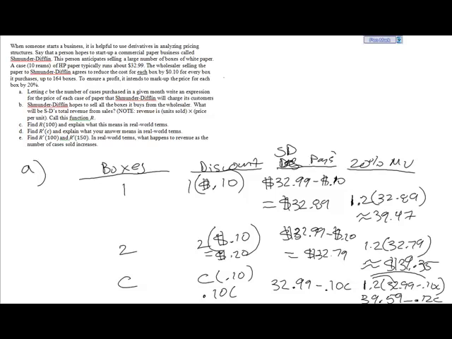This is the expression. Now this is not an equation. We don't need to write an equation. We're just expressing the price that Schmunder Difflin will charge its customers.